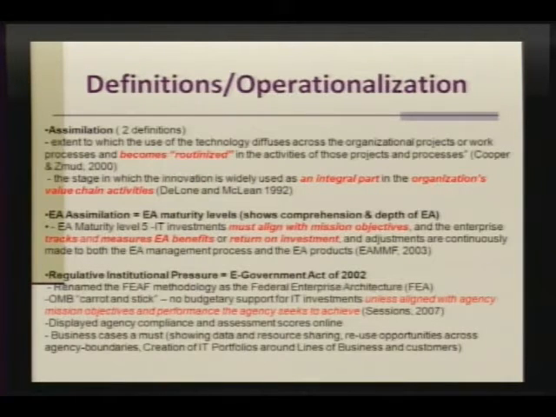And then EA assimilation. Ginny's presentation said maturity matters. Now, as opposed to Ginny's 4-stage model, the federal government has a 5-stage model. Actually, they introduced the 6th one last year. It's yet to be fully rolled out. But let's look at maturity level 5. It says investments must align with mission objectives. We are talking about mission. And then it talks about tracking and measuring benefits or return on investment. That's going to be key.